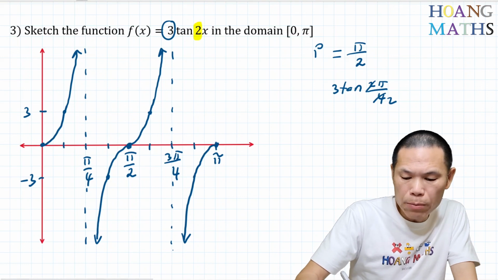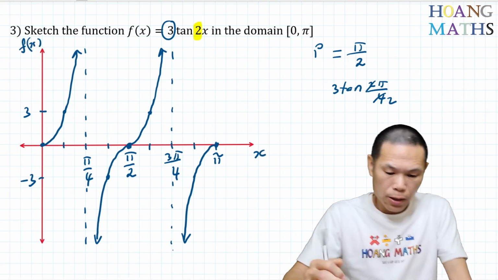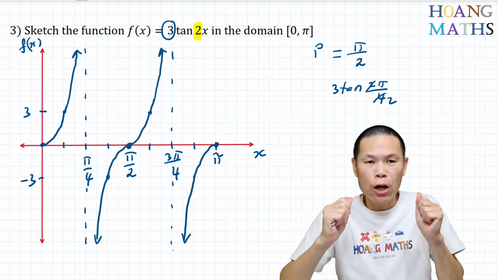And now let me just label, this is x, and this is f of x. So there you go, and I hope you got it correct.